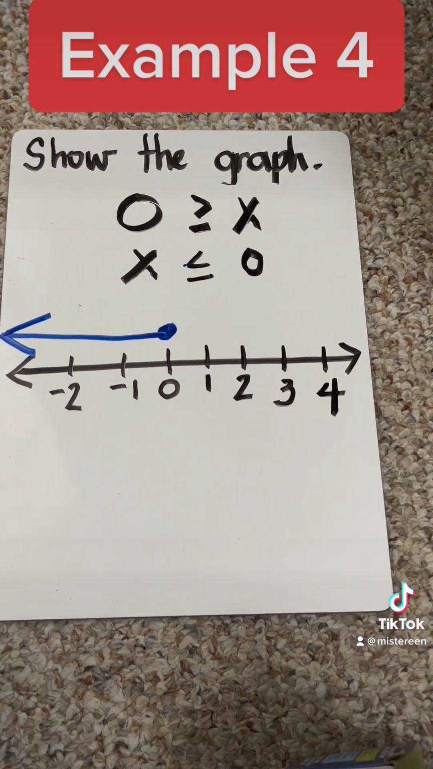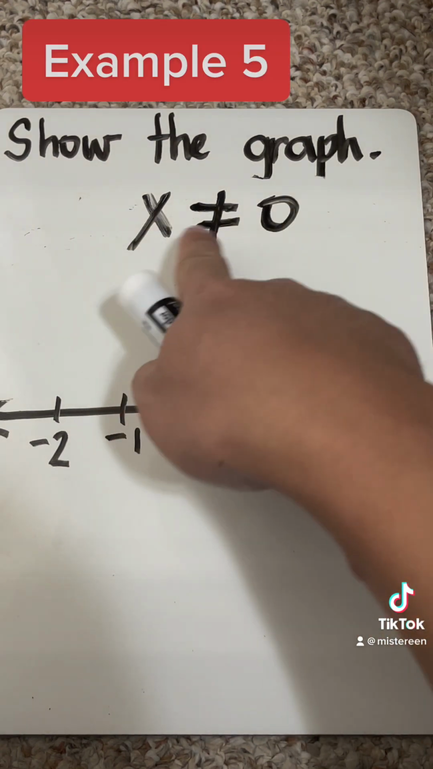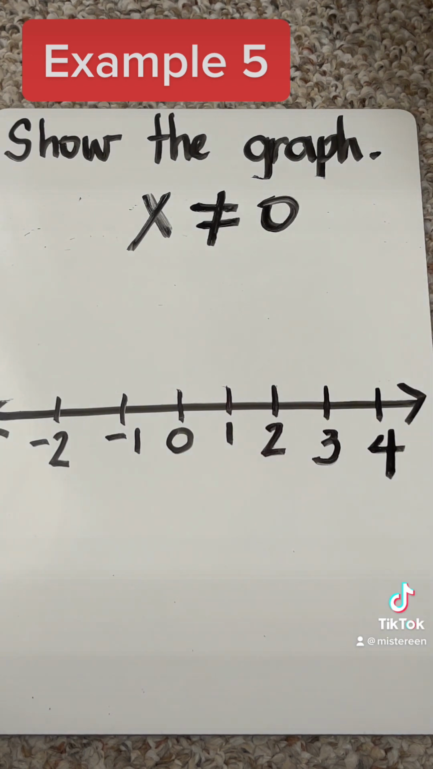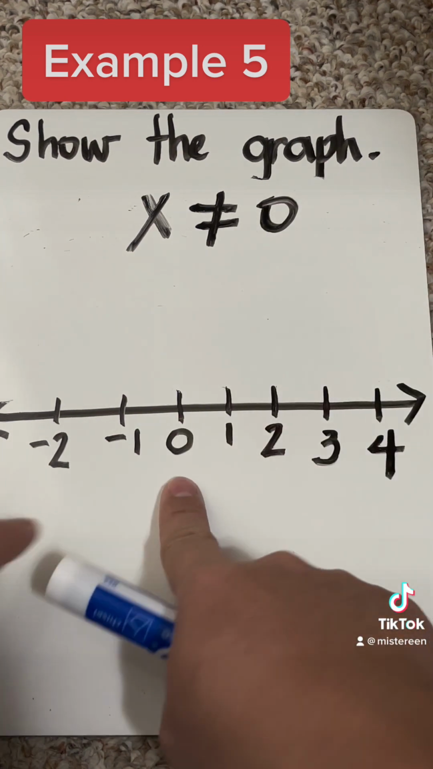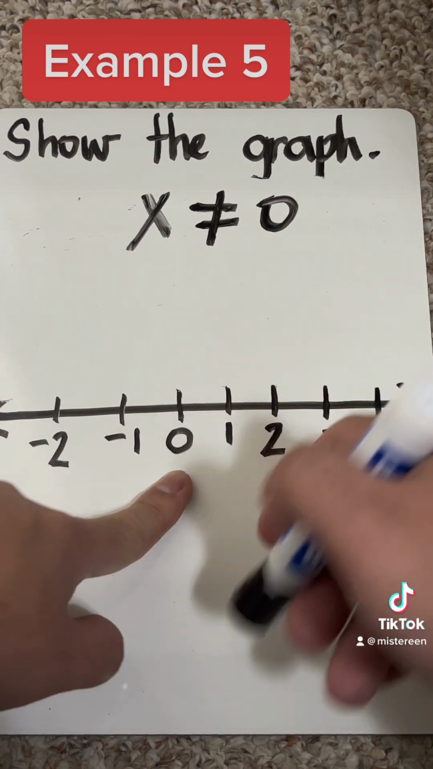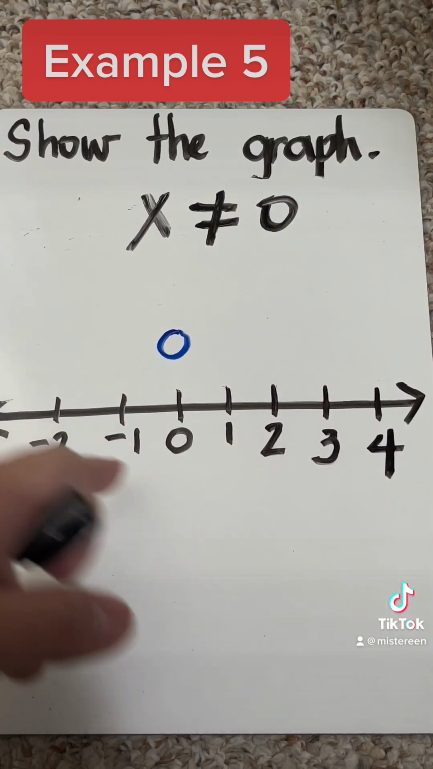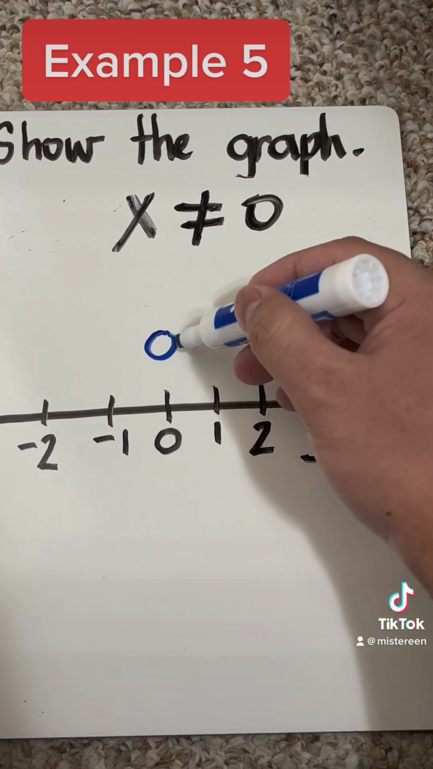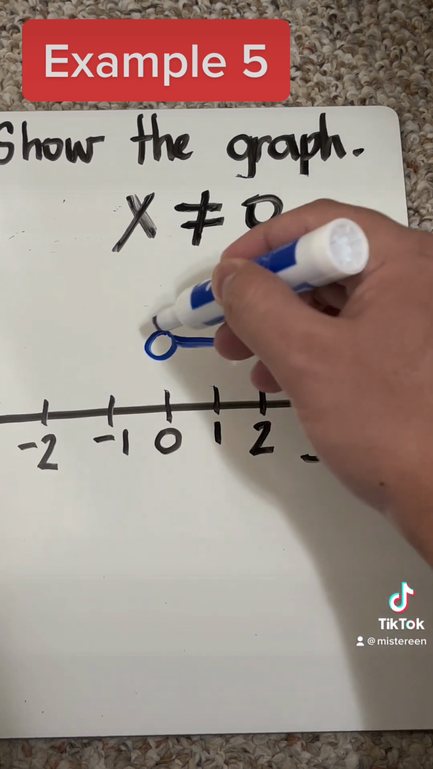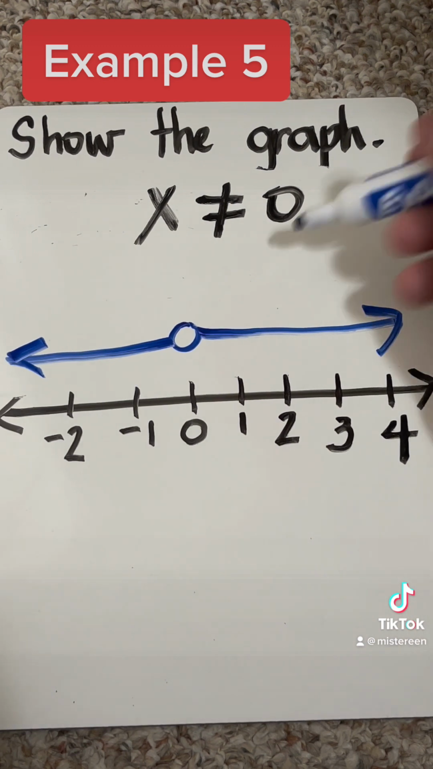So that's the graph. Our last example is show the graph of x is not equal to 0. For the not equal symbol, first just go to this number, 0. The not equal symbol from our guide is an open circle, so you make an open circle on top of 0. Then, because we don't know if it's going left or right, for the not equal symbol just make a ray to the left and to the right. So this is how you graph the not equal symbol.